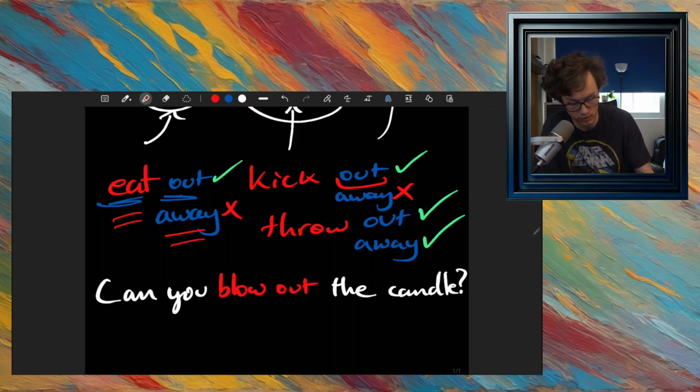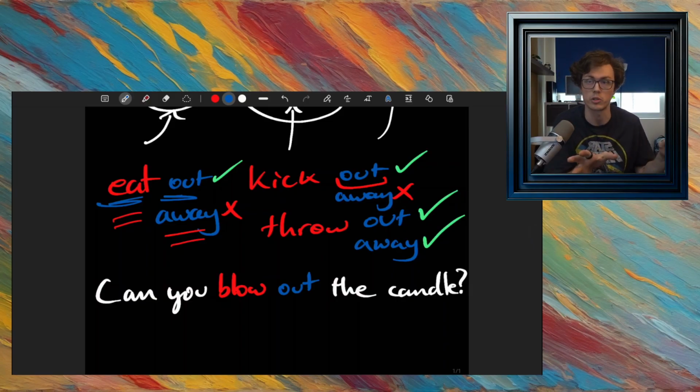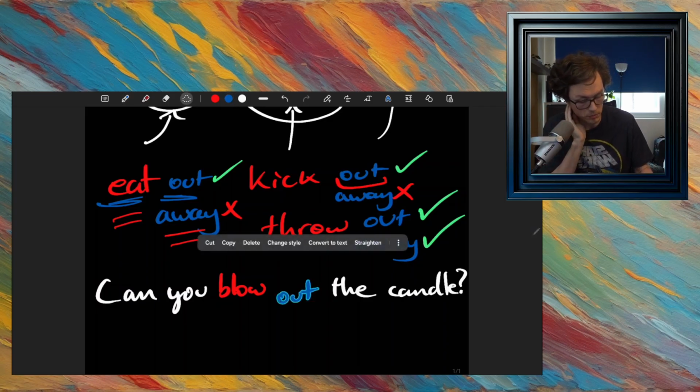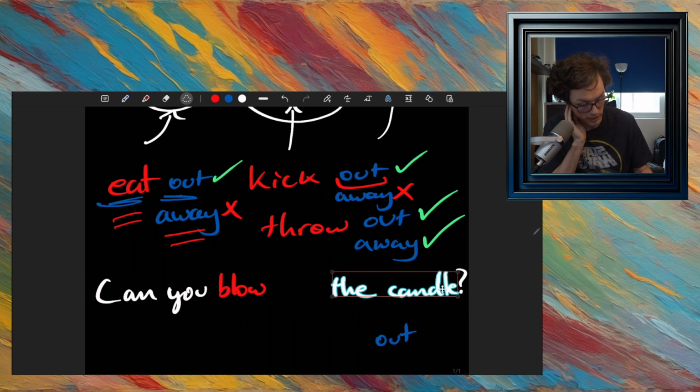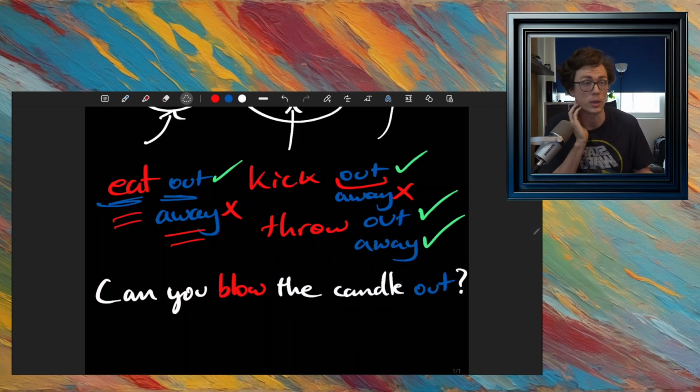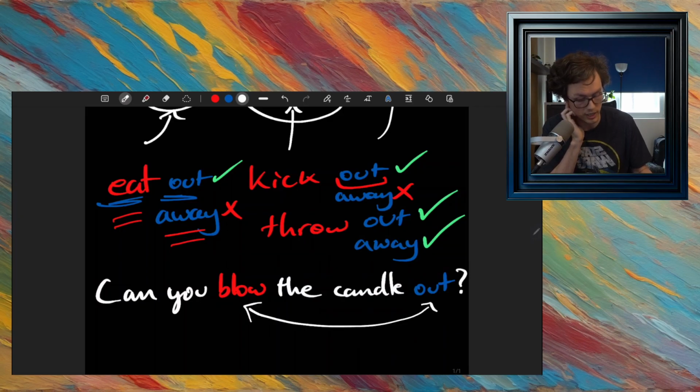Although actually, hang on. Okay. There we go. Keeping things the same. That's totally normal, right? You're blowing so that the candle goes out. It's off. It's not on fire. However, you can totally hear this the other way, where it's actually like this. Can you blow the candle out? That's also totally normal. And so you have to start to learn to notice where these words are connected, because they appear together, right? If you actually said, can you blow the candle? That makes no sense. That is a wrong sentence.